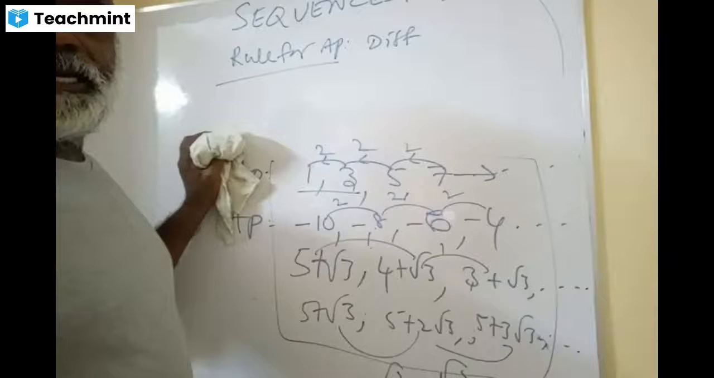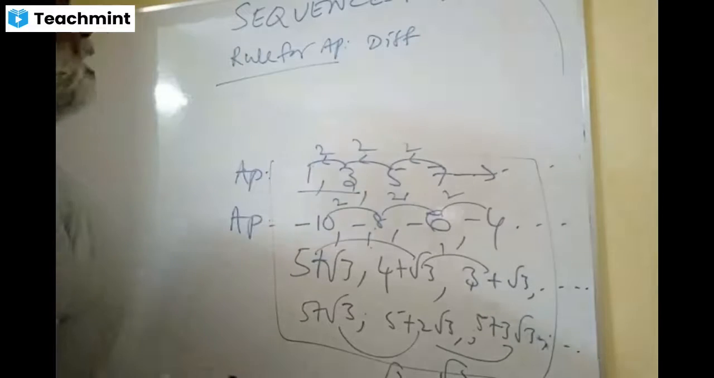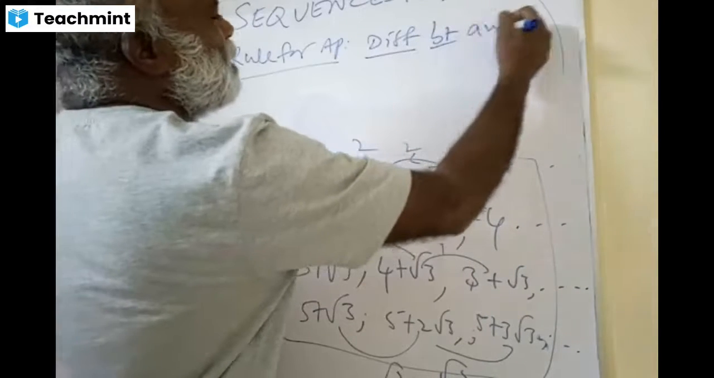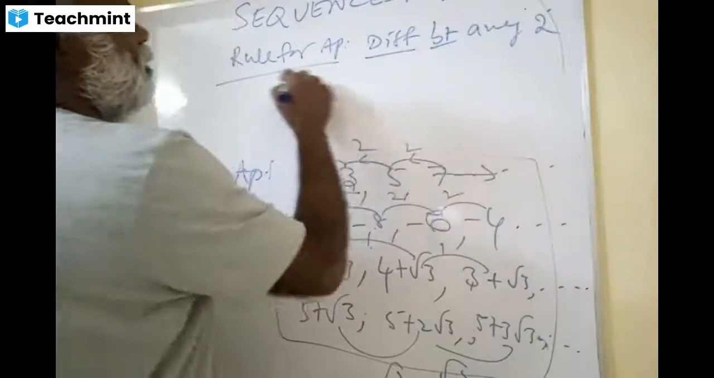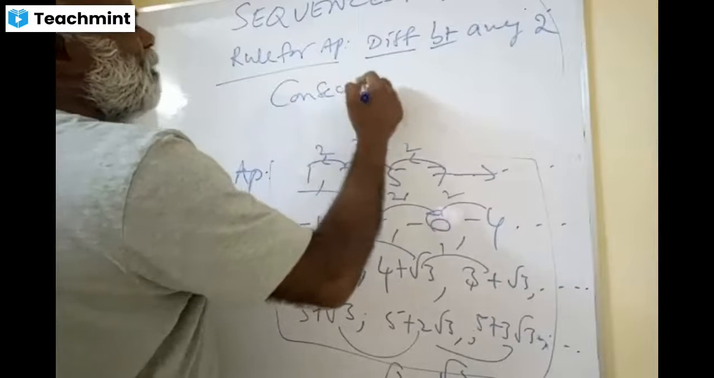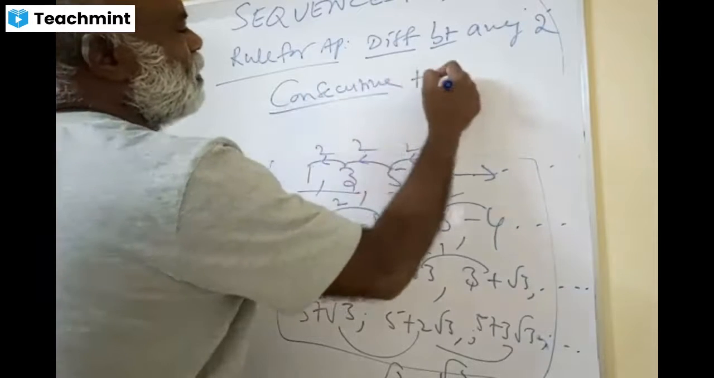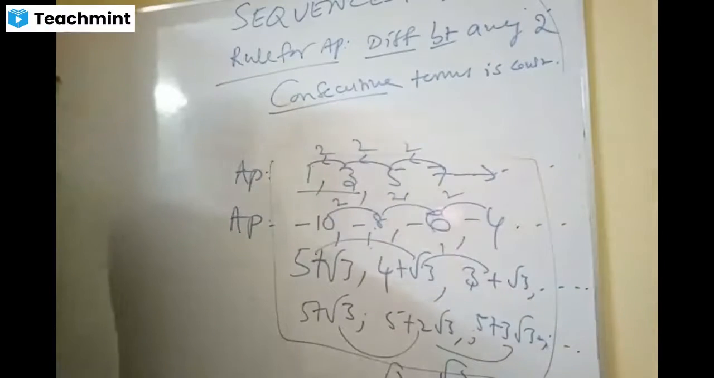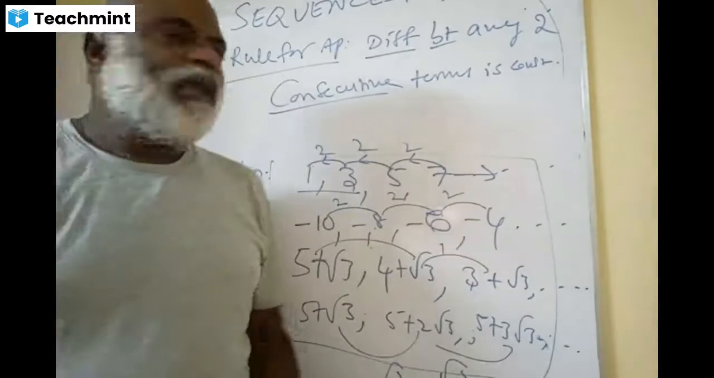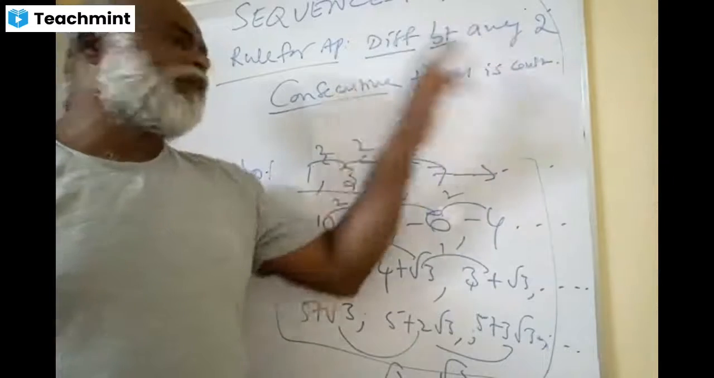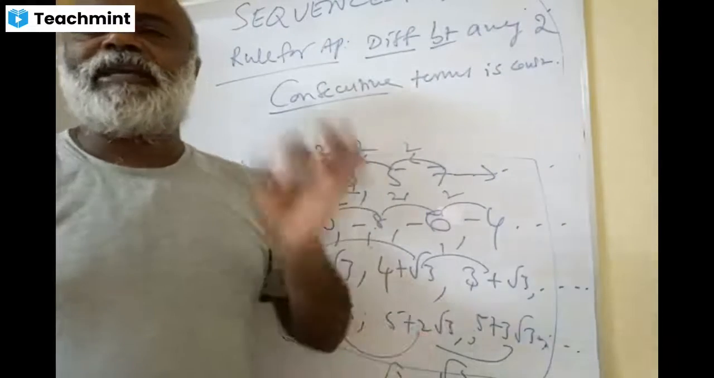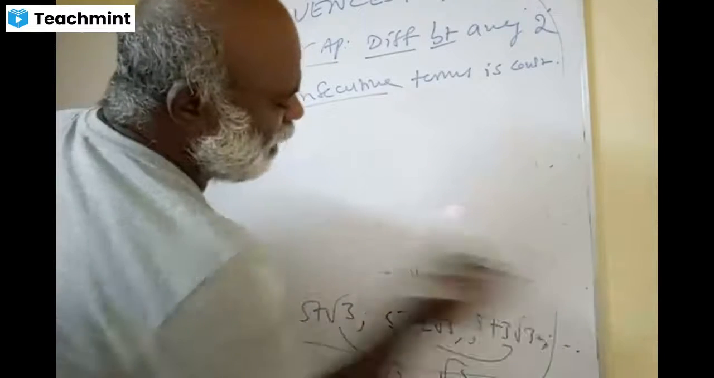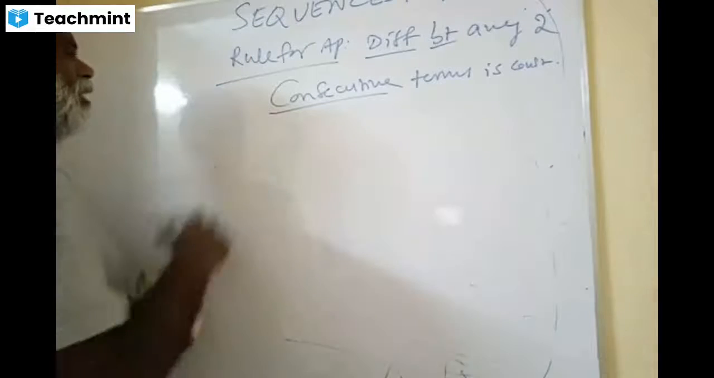So friends, here the rule for AP is that the difference between any two consecutive terms is constant. Any two, this word is important, consecutive terms. In a sequence, if the difference between any two consecutive terms is constant, we call it an arithmetic progression. What is a general AP? Can anybody say?